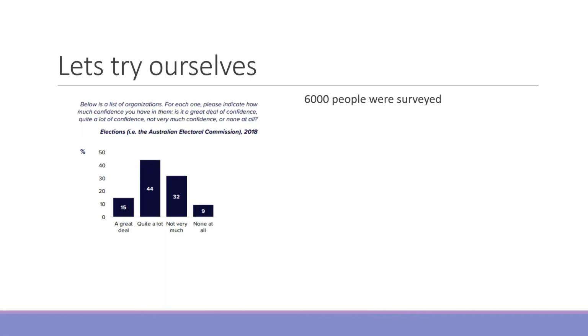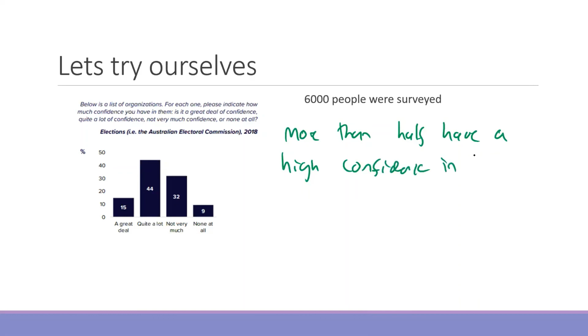So what we would do is we would do a similar sort of thing to what we did before. 6,000 people were surveyed. I would say more than half have a high confidence in government run elections. And then I would break that down further, with 15% having quite a lot and 44%. And then I would go into more and more detail.